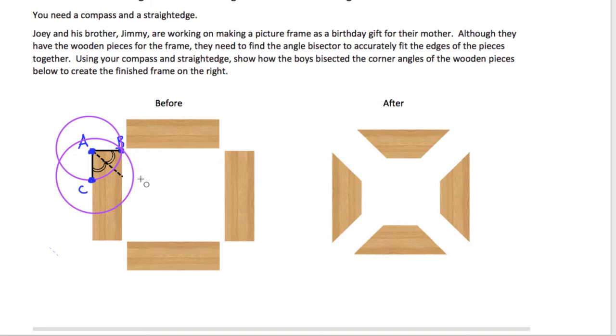I'm going to not change the distance of my compass and make that same size circle around B. With technology, that means I just copy and paste. Same size circle around B. I need to get this exactly in the center. So this is the picture that I currently have.